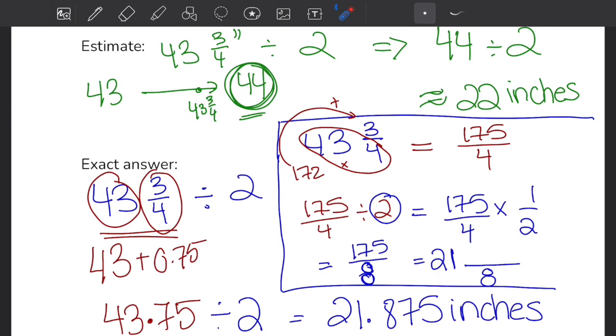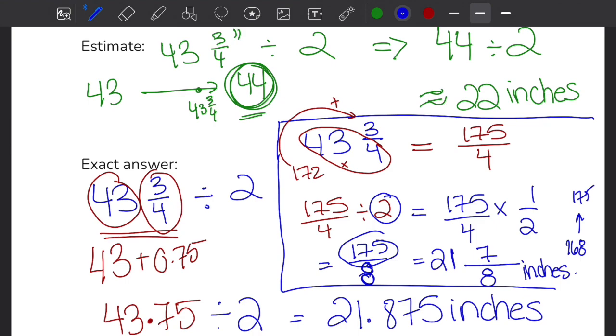21 times 8, we get 168. How many more do I need to add to get to 175, which is this number right here? You can subtract them. 175 minus 168, and that's 7. Now double check your answer. Go 8 times 21 plus 7. You should get 175. And that's the answer in fraction form.